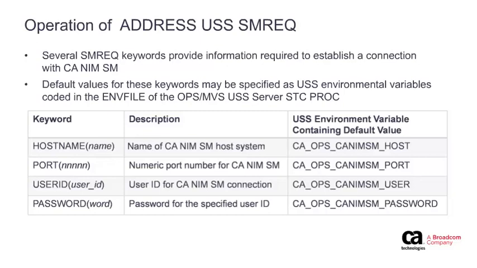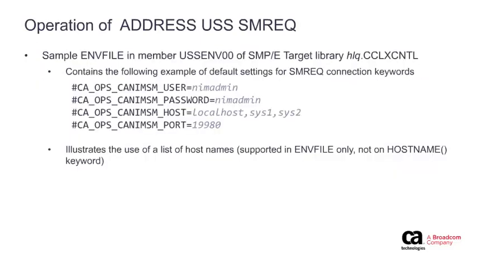Default values for these keywords may be specified as USS environmental variables, coded in the env file of the Ops MVS USS server. In this table, the command keywords are listed in the left-hand column, with their associated USS environmental variable names in the right-hand column. A sample env file can be found in member USSENV00 of the SMPE target library with the low-level qualifier CCLX CNTL. This sample contains the variable settings shown in this slide.